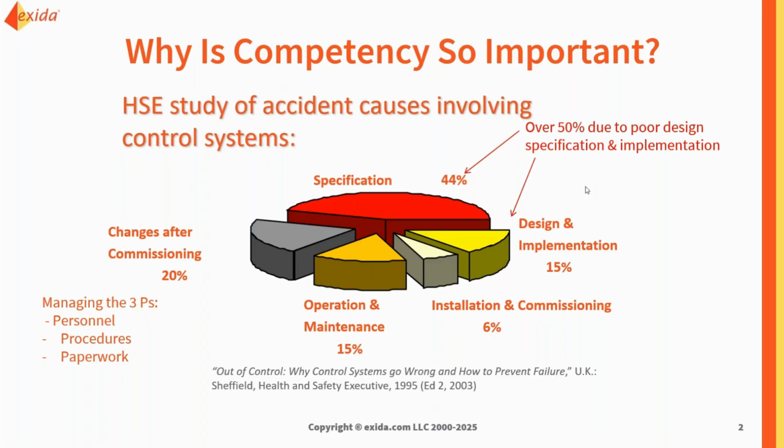So obviously, when you look at this pie chart, and if we just focus on the front end, we can see that the bad specification or implementation can be a combination of one or all of the 3 Ps. So this is very important, and being able to manage the systematic is a very important part of this overall process as we go through doing safety systems design.